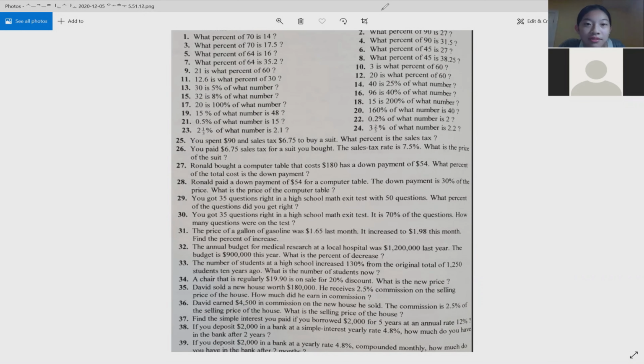What percent of 70 is 14? So it's asking what percent of 70 is 14. In mostly every math problem, "of" always means multiply.